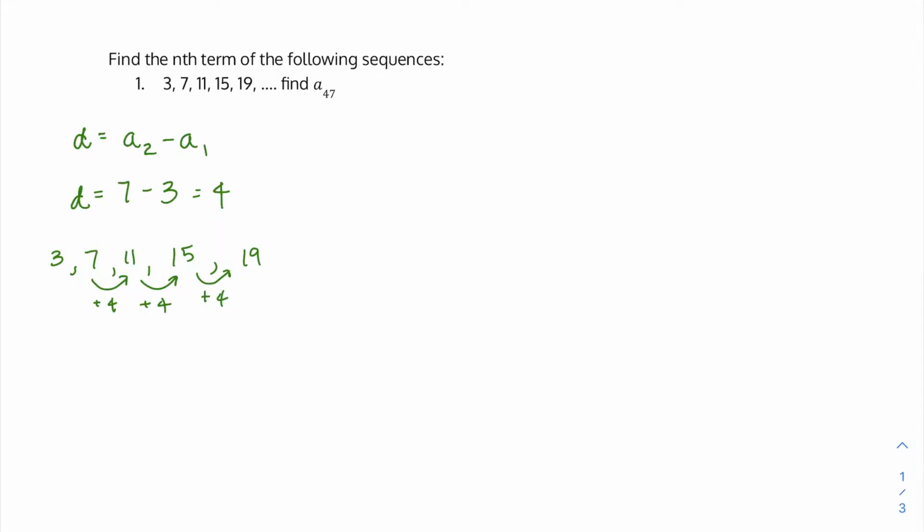Now that I know that it's arithmetic, I know I'm using this formula: a_n equals a_1 plus d times (n minus 1). I can find the general rule by plugging in a_1 and d, which gives me the formula to find any term of that sequence. Sometimes we call it the explicit formula, sometimes I call it the general rule. So that'll be a_n equals 3, my first term, plus 4, my common difference, times (n minus 1). a_1 is your first term, d is your common difference.